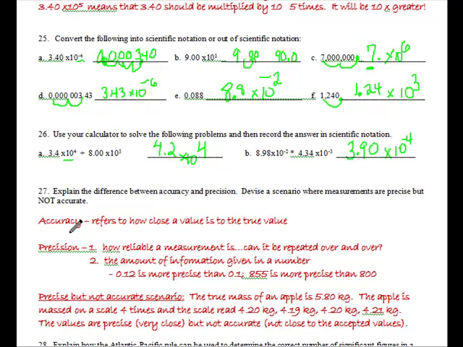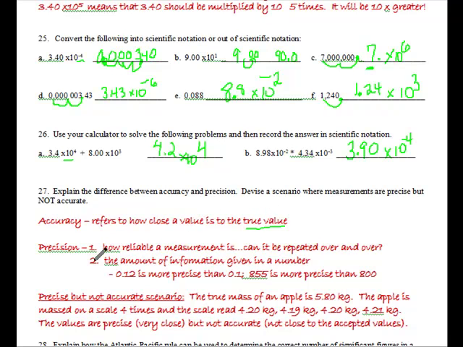And now we get to accuracy and precision. Number 27, explain the difference between accuracy and precision. Accuracy refers to how close a value is to the true value. So if something's supposed to be 5 grams and you weigh it and it's 5.1, then you know it's pretty accurate. If it says it's 8.9, then it's not very accurate.